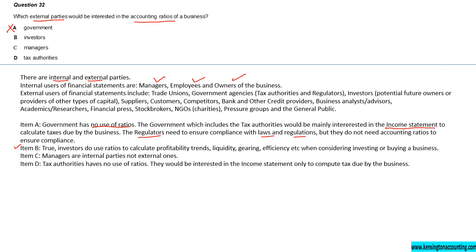C, managers. Managers are not external parties. That's why we talked about external parties here. Managers, they do use accounting ratios, but they are internal parties, not external parties. Therefore, this is the wrong answer, because we're looking for external parties. Lastly, tax authorities. We have looked at it before in government. Tax authorities is just a government agency. Tax authorities, they use income statement, but they have no use of accounting ratios. Therefore, this is wrong. Therefore, the correct answer is B.